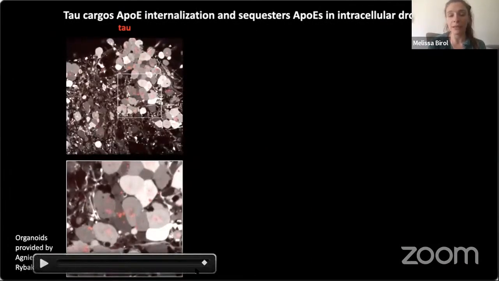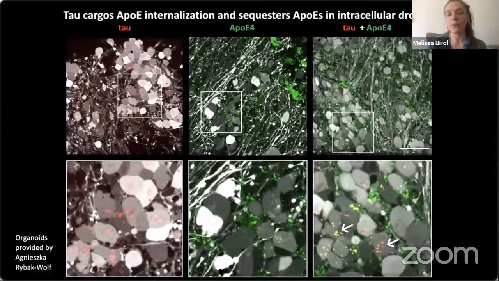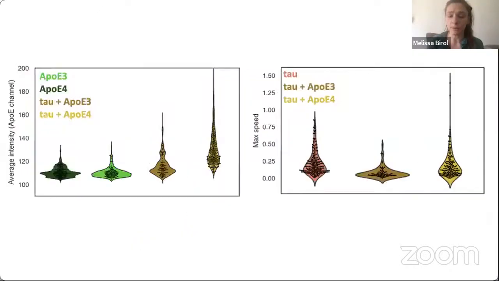Just looking at the propagation, tau, as I mentioned earlier, will enter inside the somas of the neurons. We can see that very clearly. ApoE, on the other hand, doesn't enter so efficiently. However, when we add ApoE and tau together, tau seems to be cargoing ApoE inside, and we can see really nice co-localization of the two particles together. So we've quantified this as well. We can definitely see that there's generally more tau and more ApoE accumulating in the presence of tau, and this is also allele specific, comparing ApoE3 and ApoE4.